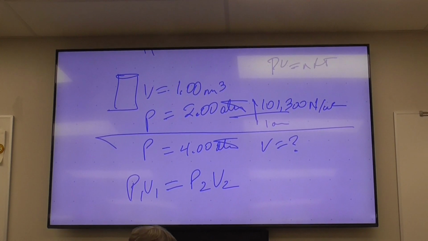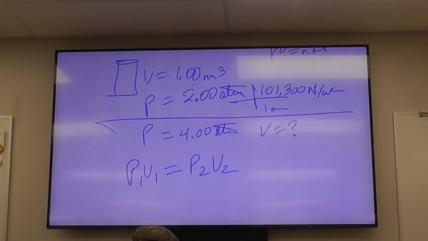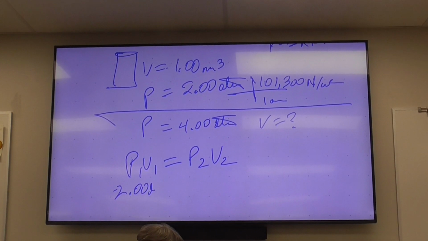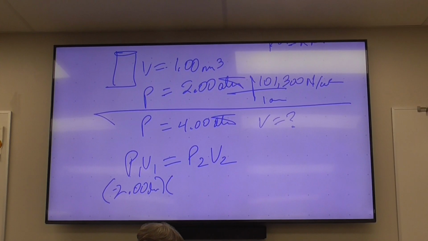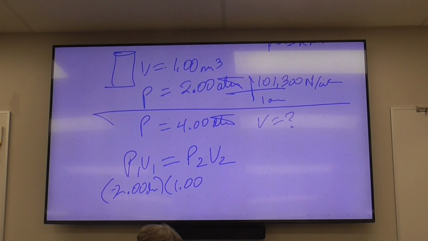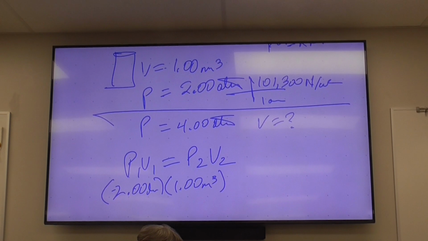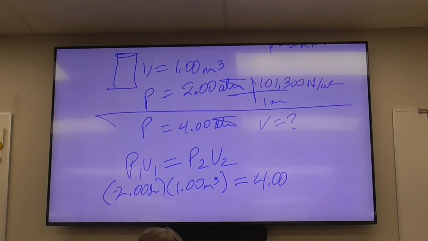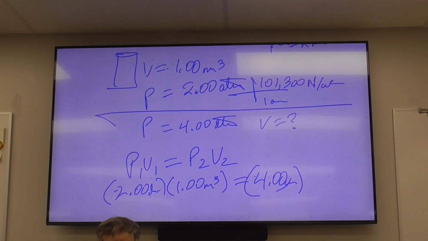All right, now, if you look at this, you had pressure 1, which is 2 atmospheres, and you had a volume of 1 cubic meter. So I'm going to increase that pressure to 4 atmospheres. What's going to be my new volume?